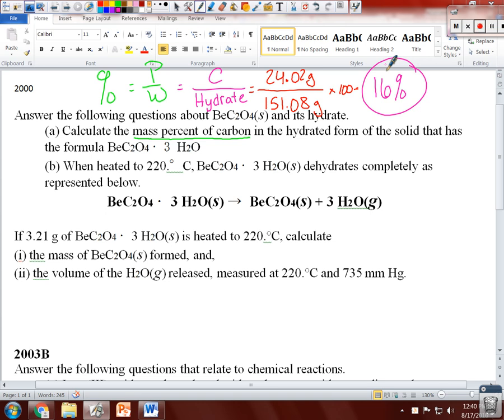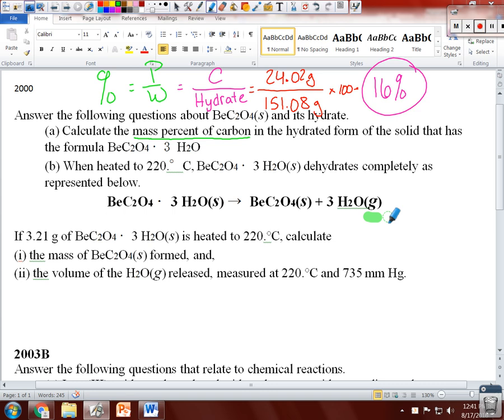All right, part B. When heated to 220 degrees Celsius, the beryllium oxalate trihydrate dehydrates completely into beryllium oxalate solid plus 3 waters. Now, one thing I want to point out, just reaction style: what do you notice the state of matter of the water is as a product? It's a gas. So will it still be present anywhere around that solid? It's going to be boiled off.